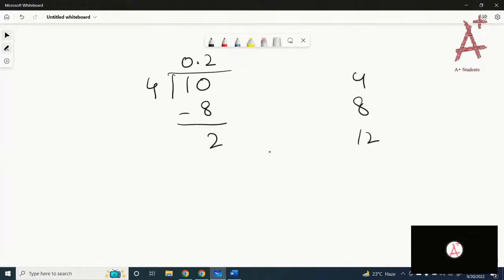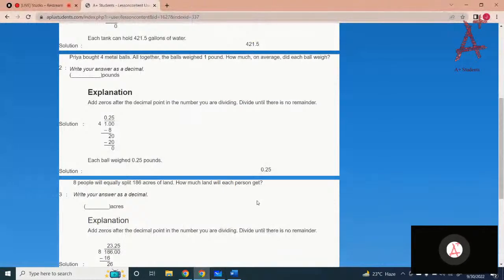So we don't have any other digit to bring down. So we already have a decimal point over here. So we can add another 0. Got it? So now 4 times what number makes 20? 4 times 5 makes 20. And 20 subtract 20 makes 0. Got it? So that means each ball weighs 0.25, uh, ounces, I think, pounds. Got it? So that means each ball weighs 0.25 pounds.